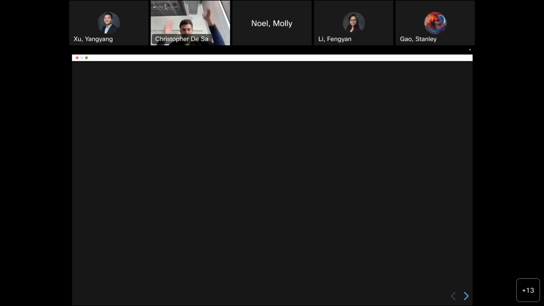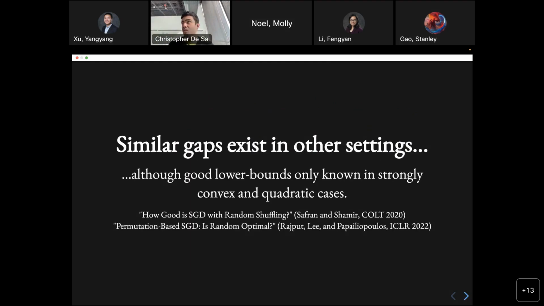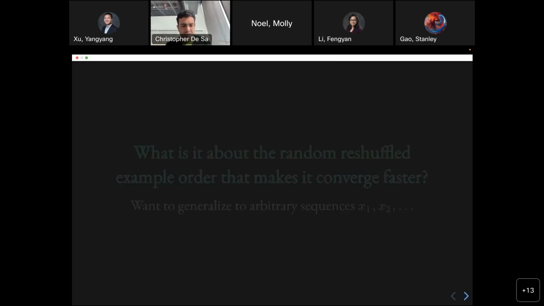And there are a bunch of other gaps in other settings, although one caveat of some of these gaps is that it's only in the strongly convex and quadratic cases that we know good lower bounds to match these gaps. So the gap that I just presented to you in the non-convex setting is really only a gap in the sense that we have two upper bounds and they differ from each other. We don't know that those upper bounds are both tight. But it's still very suggestive.